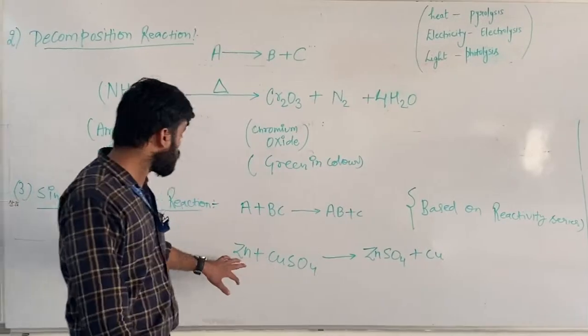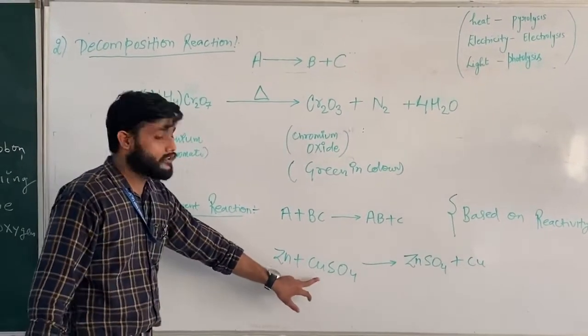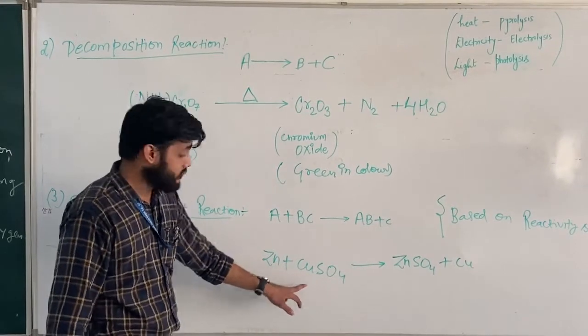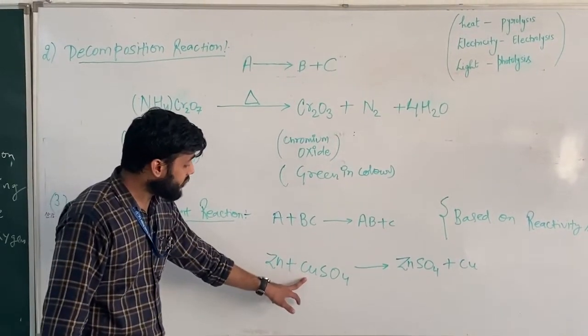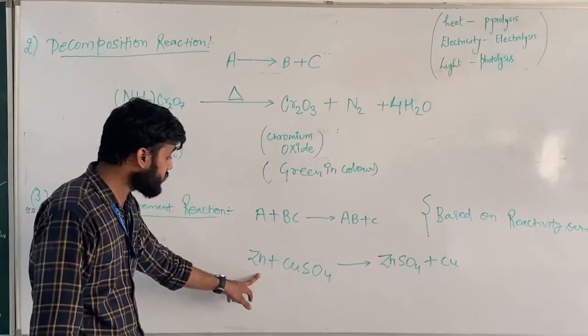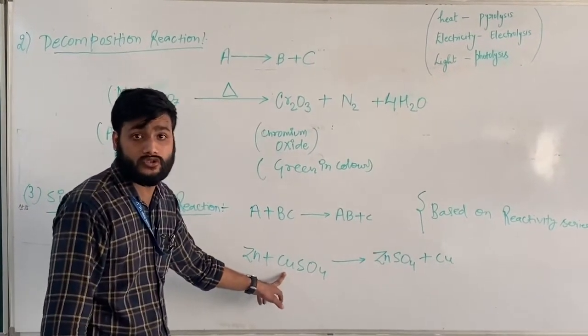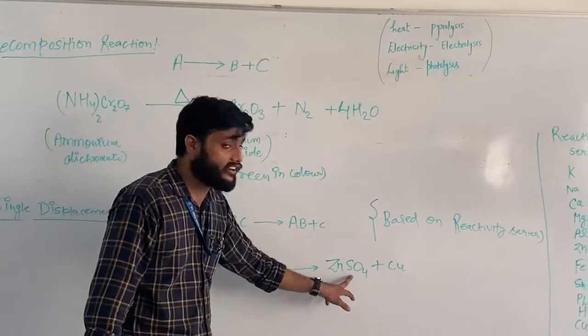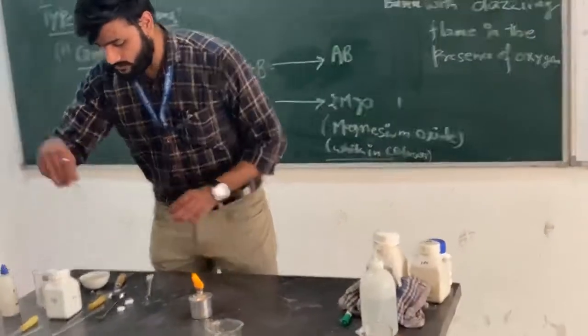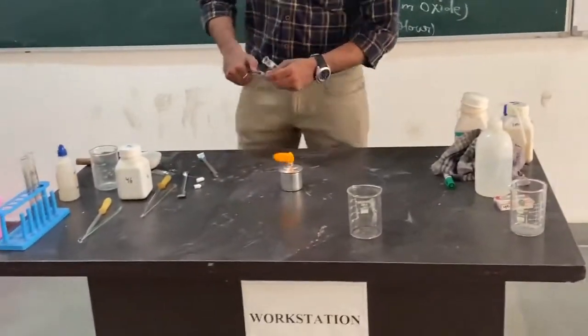So when zinc reacts with a salt solution of copper, meaning copper sulfate, as we know zinc is more reactive, it will displace the copper from its salt solution, and it will form zinc sulfate and copper. Now let's perform an experiment for the zinc and the copper sulfate.